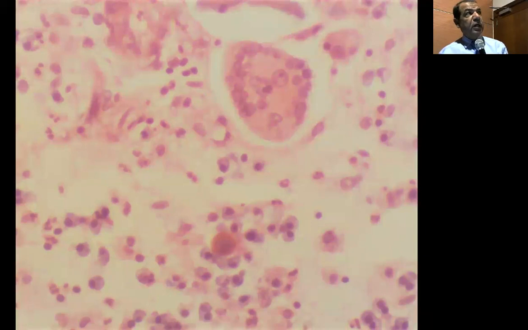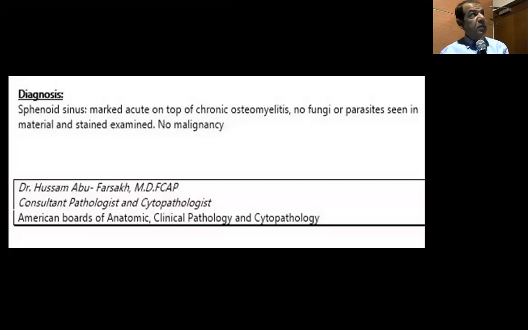Sometimes you see osteoclasts. This is not granuloma. This is osteoclasts because of the destruction of the bone sometimes, and this is usual. And there are so many plasma cells also there. So we call this acute on top of chronic osteomyelitis, with no fungal or parasite seen.